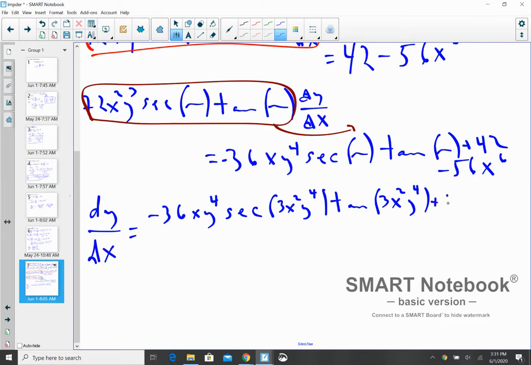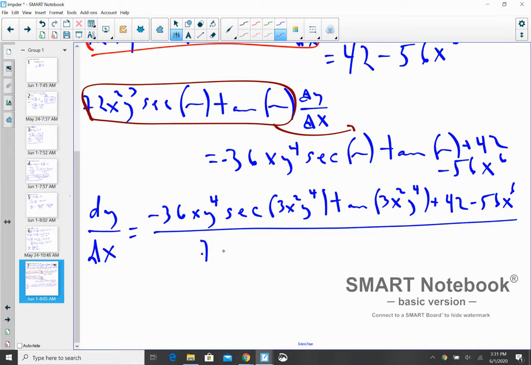Plus 42 minus 56x to the sixth on top of 72x squared y to the third secant.